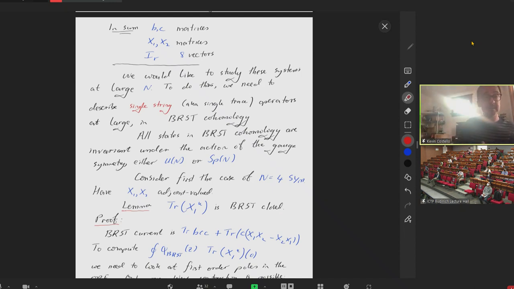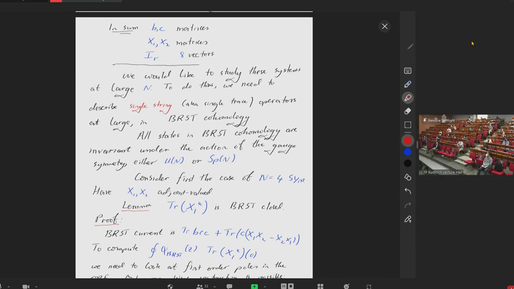So our goal is to study these 2D chiral systems, which are pieces of the N equals 2 theories, at large n. When we study systems at large n, all we need to do is understand the single trace operators. Because in any holographic system, single trace operators correspond to states of the dual gravitational theory. So it turns out you can calculate the single trace operators exactly.